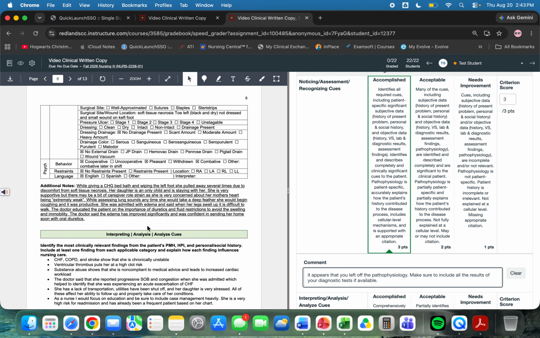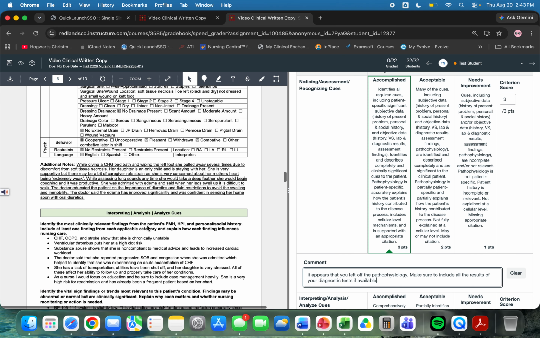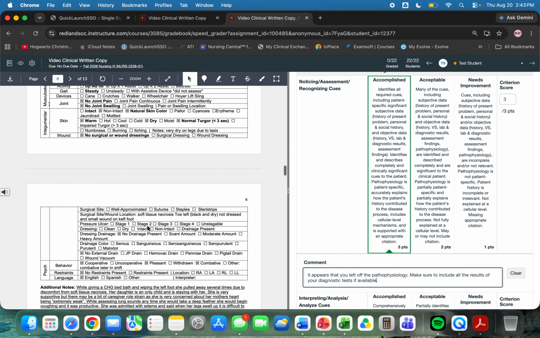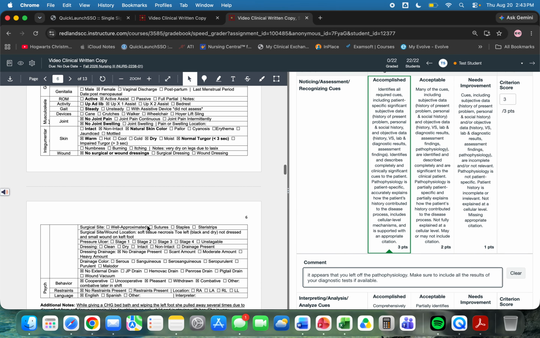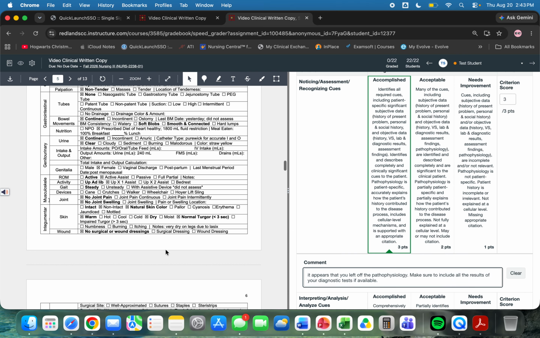Was admitted with edema, and when her legs swell up, it's difficult to walk. So, I know they've been treating this patient, and that's fine. I'm good with this clinical picture. Again, anything that they say, I want to make sure matches, so I would go back up here to integumentary. It looks like she's got natural skin color, warm, no surgical wounds.